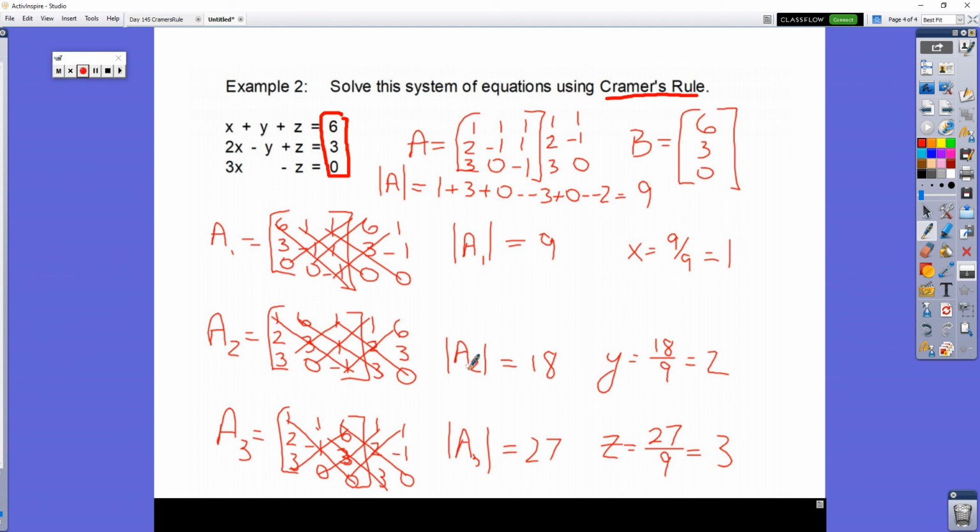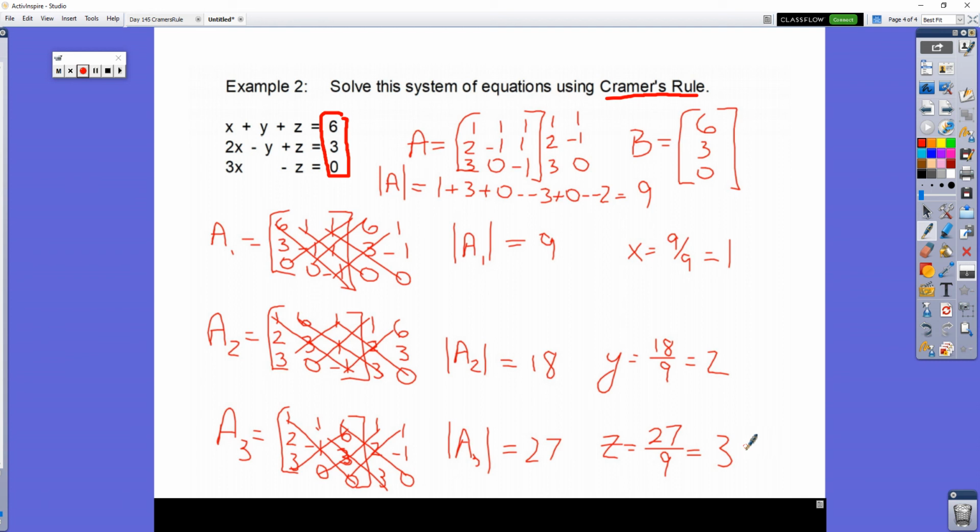When you're using matrix A2, which had a determinant of 18, divided by the original coefficient matrix, which was 9, that tells you the answer is 2 for whatever letter was in the second column, which was Y. And A3 divided by the original is going to be 27 divided by 9, and that's for whatever letter was in the third column, in this case Z. So your answer is X, Y, Z.